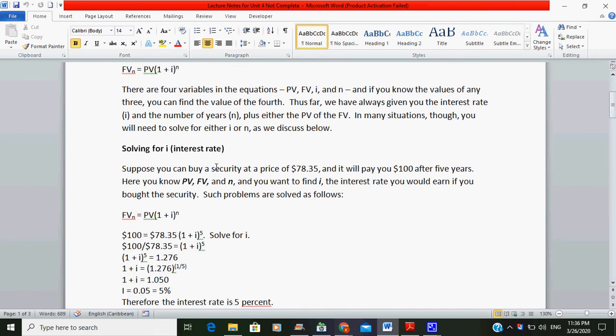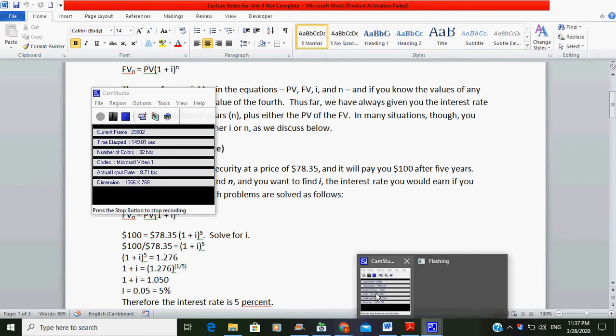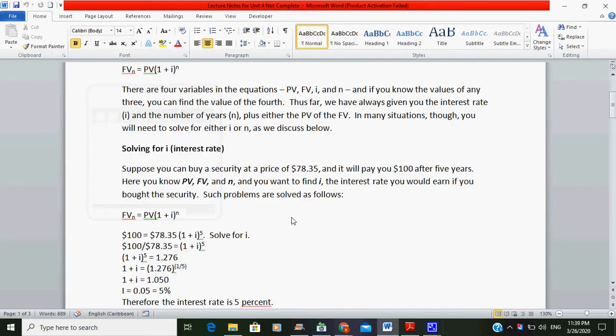Suppose you want to buy a security at a price of $78.35, and it will pay you $100 after 5 years. Here we know the present value, which is $78.35, the future value, which is $100, and n, the number of years, which is 5 years. Good? So we have the present value, future value, and years. We want to find I, the interest rate you would earn if you bought the security. Such problems are solved as follows.